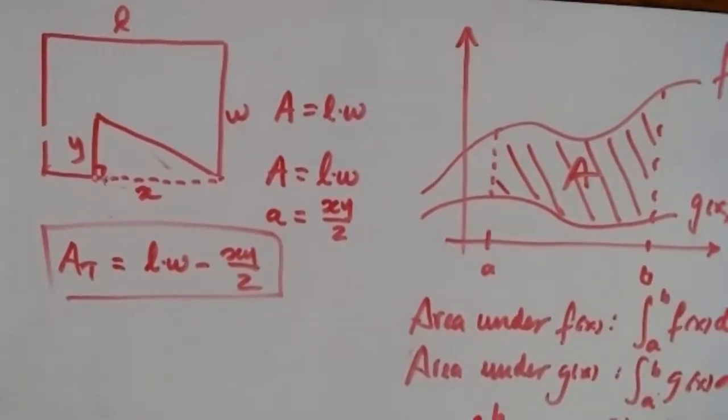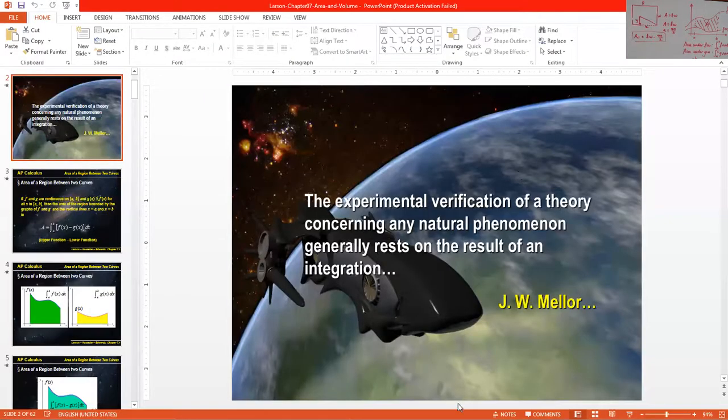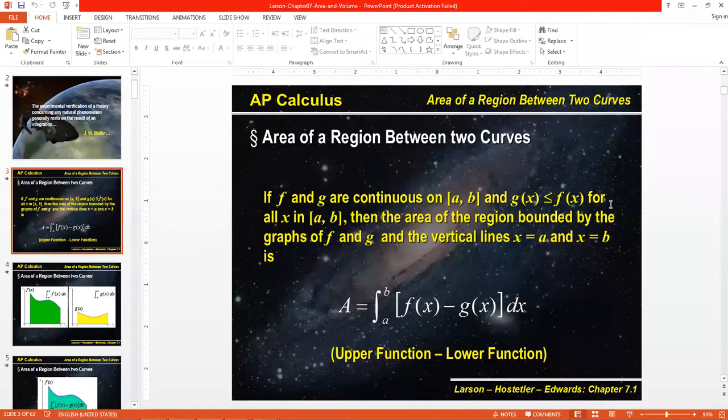So let me just show you something here. The notes. You have this one, the same reasoning. In this slide, you can see the same. You have two functions that are continuous on an interval a, b. Then one function is above the other one. So one is the upper, the other one is the lower. And then you want to find the area of the region bounded by the graphs of f and g and the vertical lines x equals a, x equals b. So the area is the integral from a to b of the upper function minus the lower function.